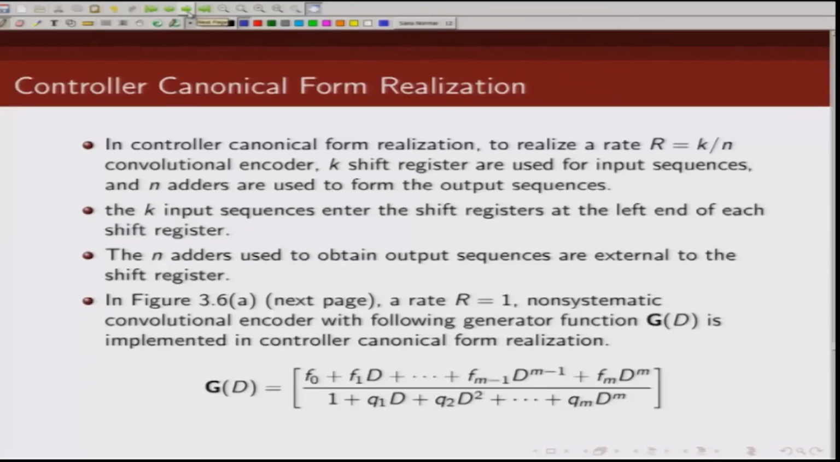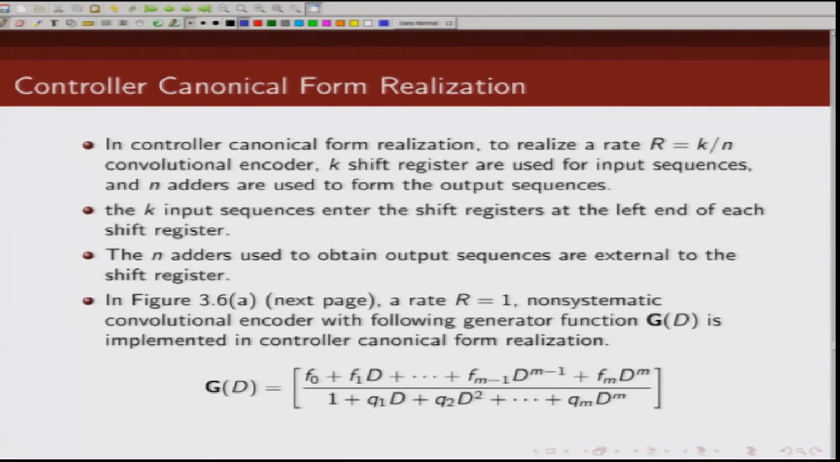So, let us take an example of a rate 1 non-systematic convolutional encoder whose generator matrix is given by this. In the numerator you have f0 plus f1 D plus f2 D square, like that. Similarly, in the denominator you have 1 plus q1 D plus q2 D square, like that. So, how can we implement this using controller canonical form realization?